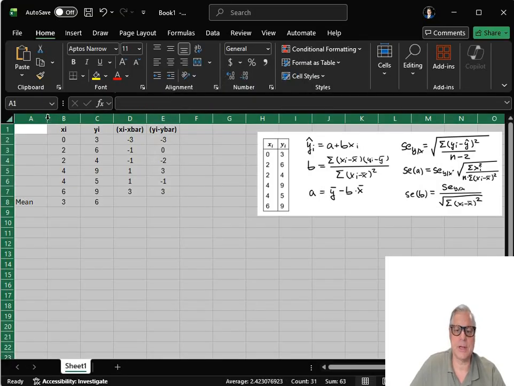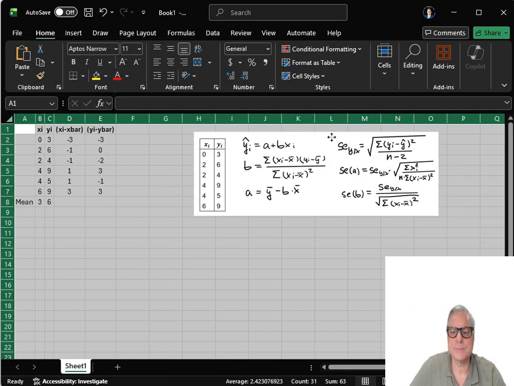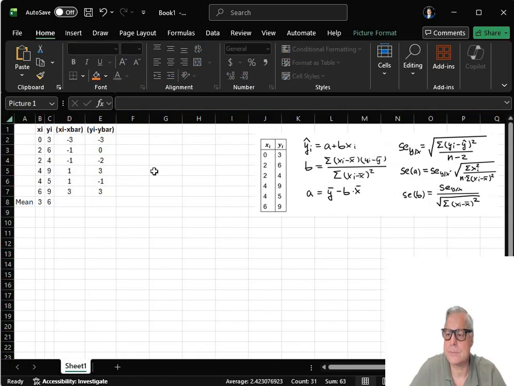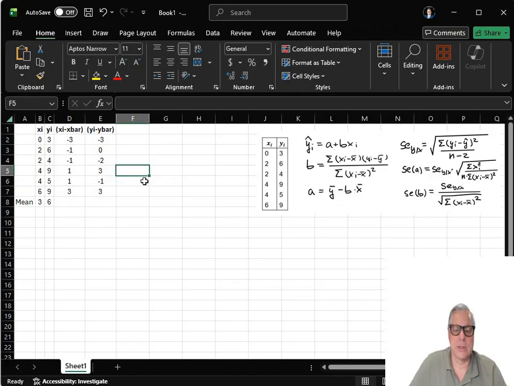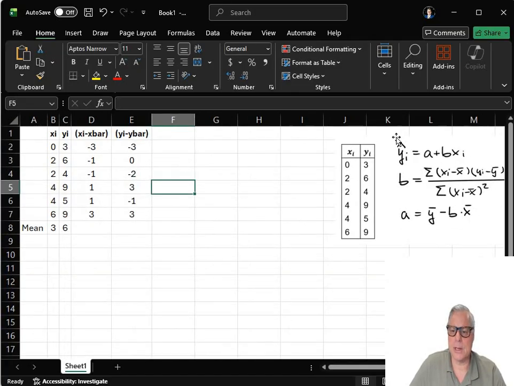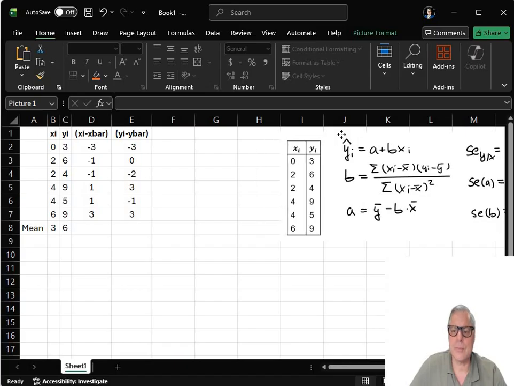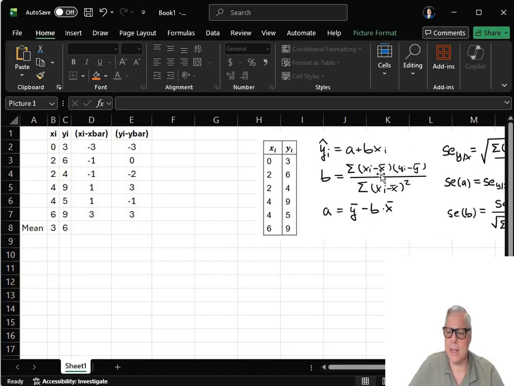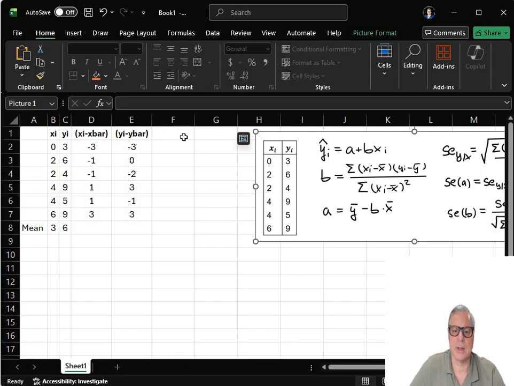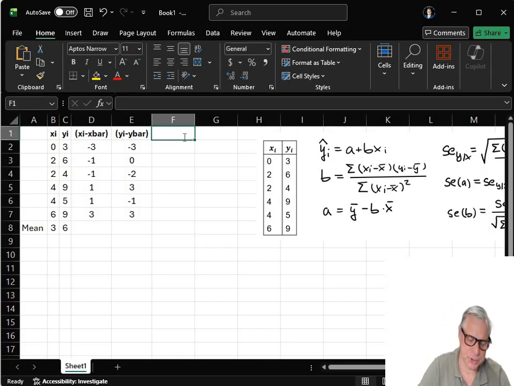So let me fit everything maybe to content. So maybe I can make it a little bit bigger. Okay, so what do we need next? So we have xi minus x bar, so we need the product. So that's the covariance. I just call it covariance of x and y.